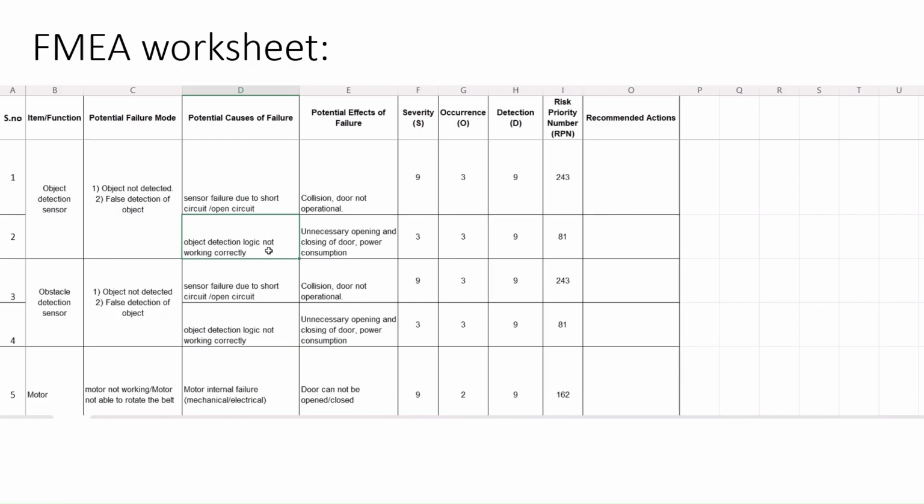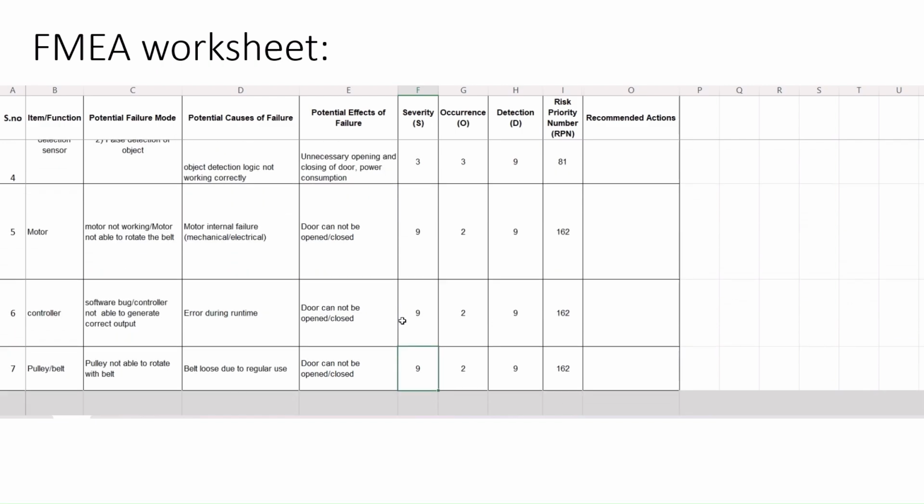Similarly, for the object detection logic not working correctly and false detection, this has been given 3, 3, and 9, because there is no collision as such, and the doors will keep on opening without any hindrance. So that is given as 81, that is 9 into 3 into 3. Similarly, for the obstacle detection sensor, both these failure modes have been given the same ratings as the impact and failure are the same. And the RPN becomes 243 and 81 for them.